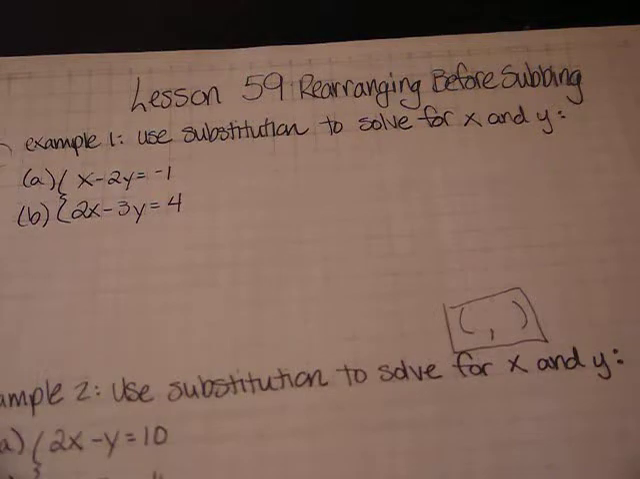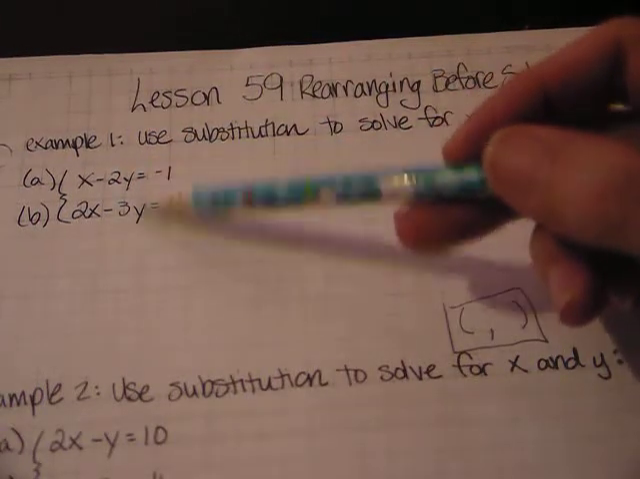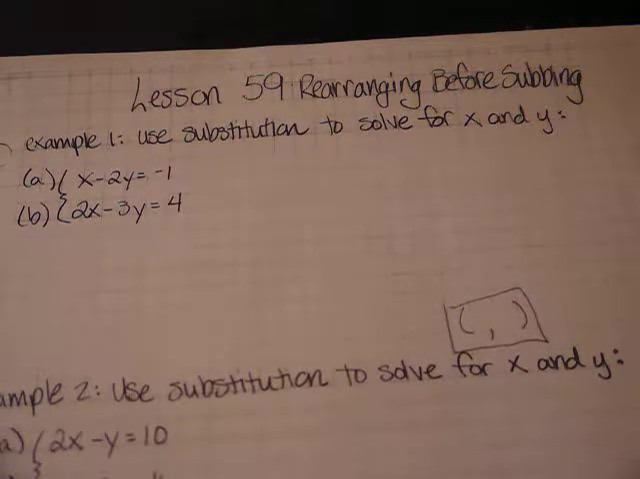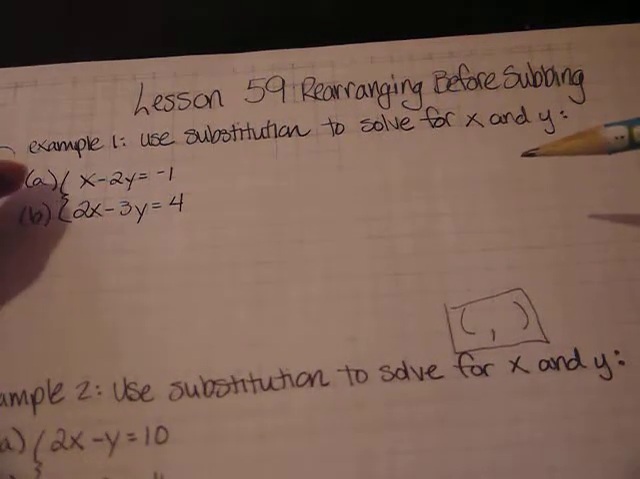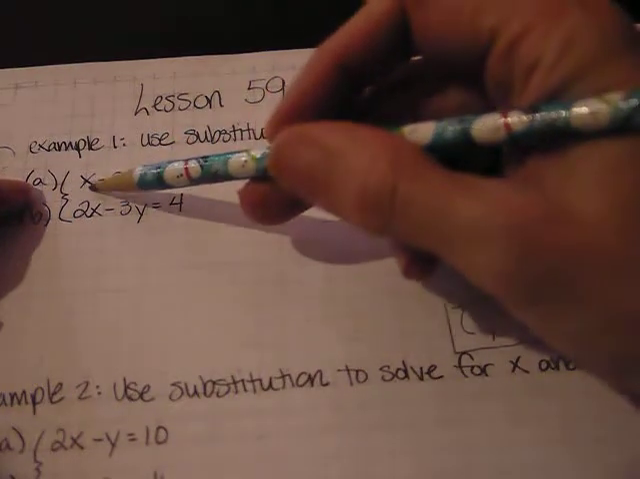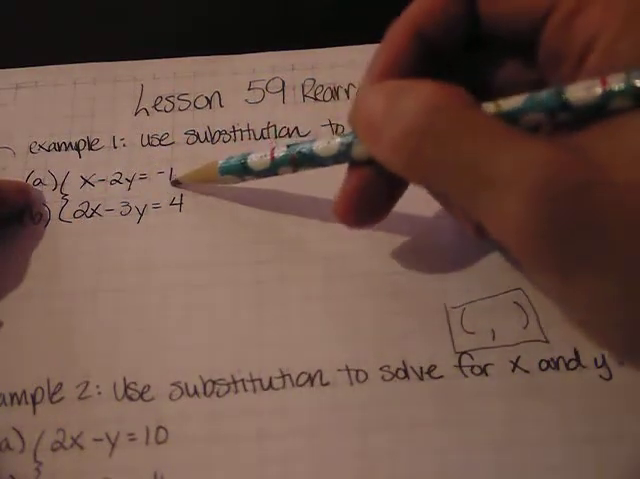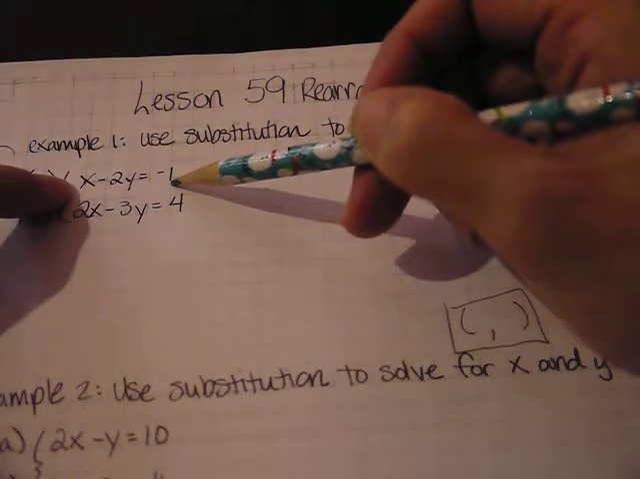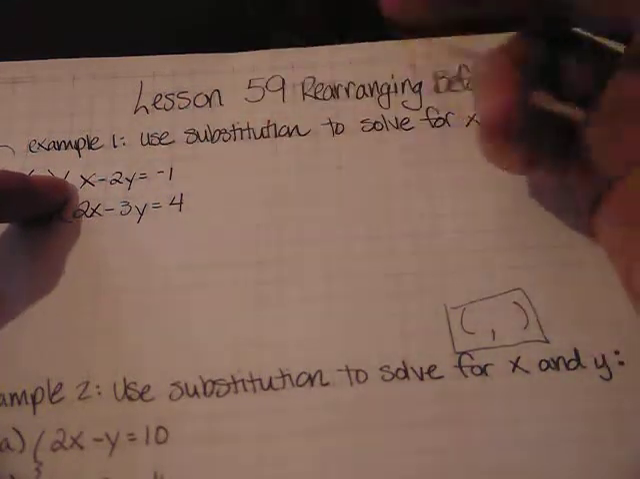These are different, however, because neither this one nor this one has x or y already by itself. Okay, so you're going to have to do that part. Last time they were nice and they gave it to you. Now, what I'm going to do is look at x minus 2y equals -1. I can manipulate or change this equation to where x is all by itself.